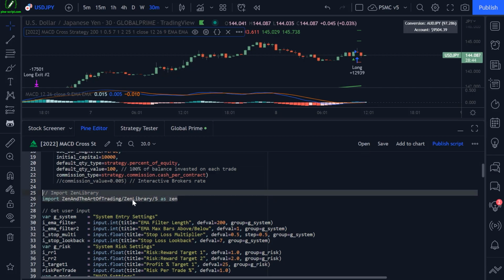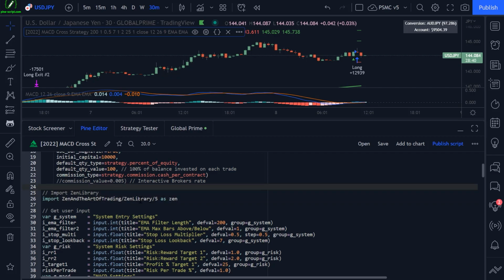I will scroll down a bit here and explain what this is. This is my custom library. It's public, it's open source. So if you want to check out what's in this library, I'll leave a link below if I remember. Otherwise, just Google Zen library or search it on the TradingView platform and you'll find it.